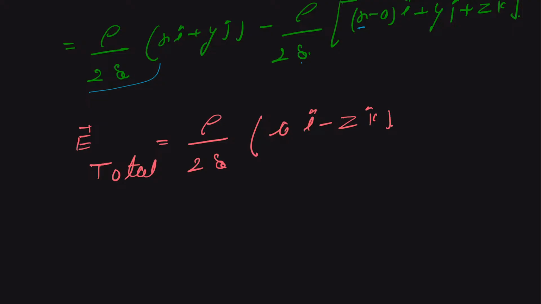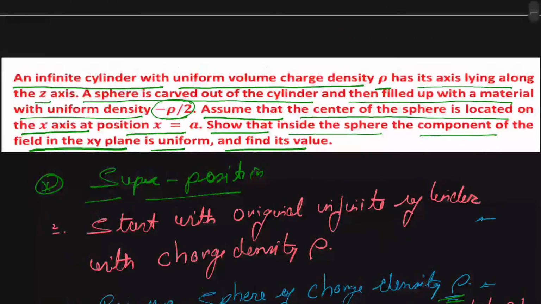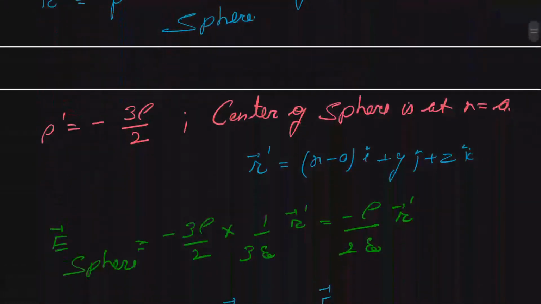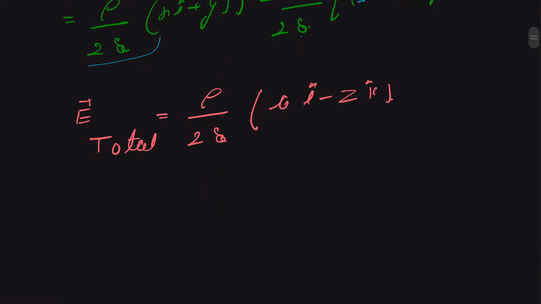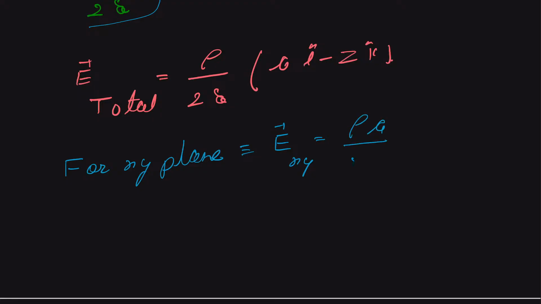And so we were supposed to find it in the xy plane. So obviously for the xy plane we can just extract the component from here. So for the xy plane we are going to get that our electric field in xy will be equal to rho a by 2 epsilon naught, and we have our i unit vector.